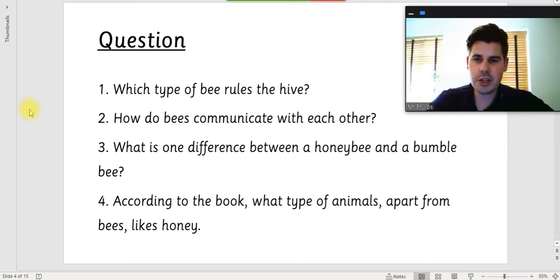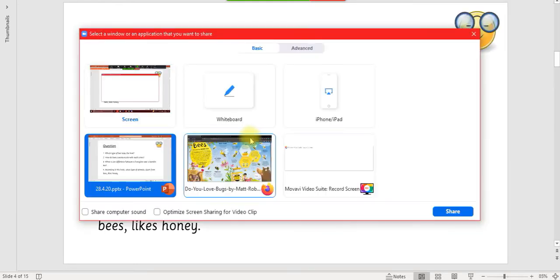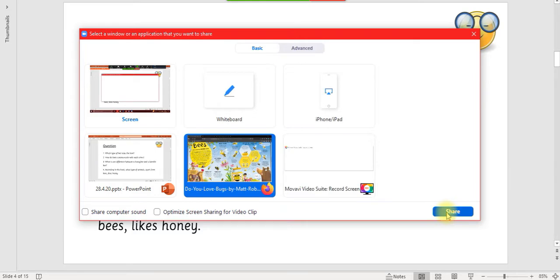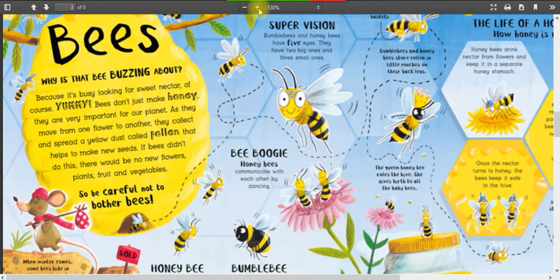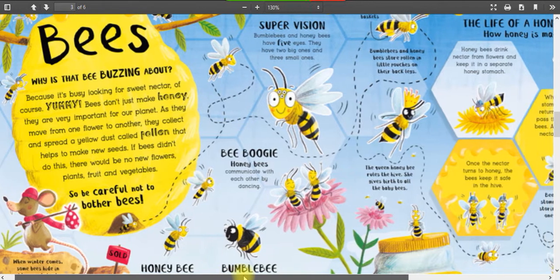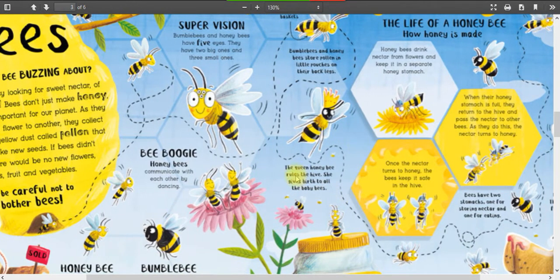Okay, which type of bee rules the hive? That's question number 1. Which type of bee rules the hive? Right, well, let's get rid of me again. And let's go back to the text, shall we? Which type of bee rules the hive? Now, I remember seeing that in the middle somewhere. So let's zoom in again. I'm going to search for the phrase. Here. Rules the hive.